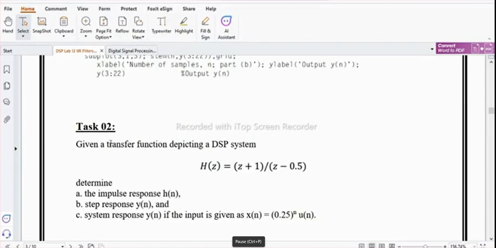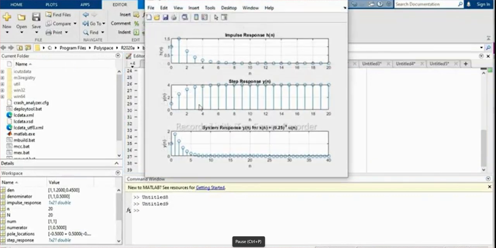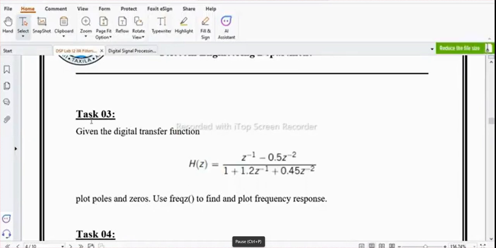Next, task 2. We are given a transfer function depicting a DSP system: H of z is equal to (z plus 1) divided by (z minus 0.5). Determine the impulse response, step response, and system response y of n if the input is given as x of n equal to 0.25 to the power n u of n. Here is the MATLAB code for this task and the output of this task is here. Impulse response is h of n, step response is y of n, and the system response y of n for x of n equal to 0.25 to the power n u of n.